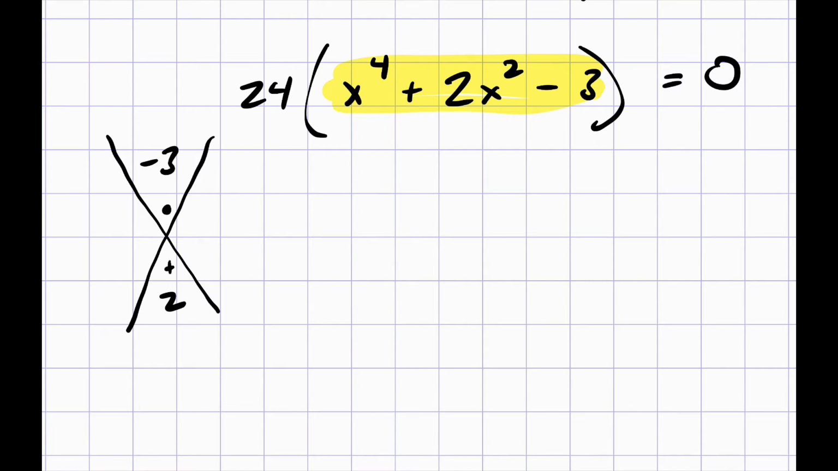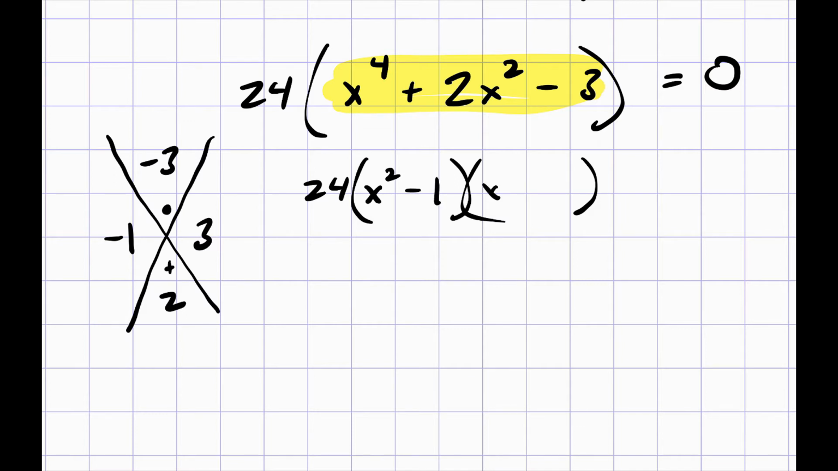So what multiplies to be -3 and adds to be 2? -1 and 3, yep. Those are the ones I bring back in. So I'm going to bring it back in over here. The only difference is I'm going to break it down to x squared minus 1 and x squared plus 3.